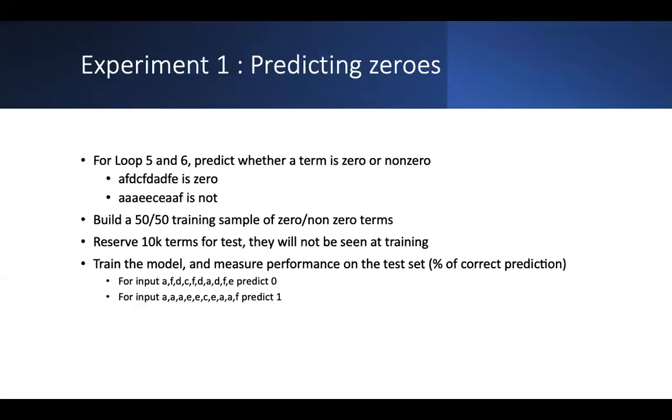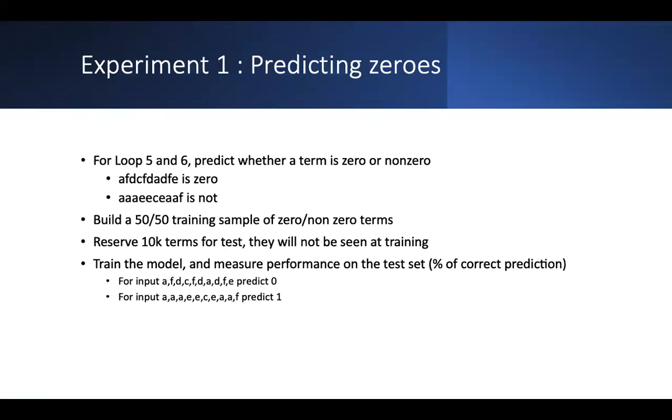So the first thing is, I said you have the loops, you have the coefficients, you have terms, a long sequence and coefficients. Most of the coefficients are zeros. Can we tell whether a coefficient is going to be 0 or non-zero? So I'm giving it a sequence of letters, A, B, C, D, E, F, and this one is 0, this one is not 0. Can I train a transformer to do that?